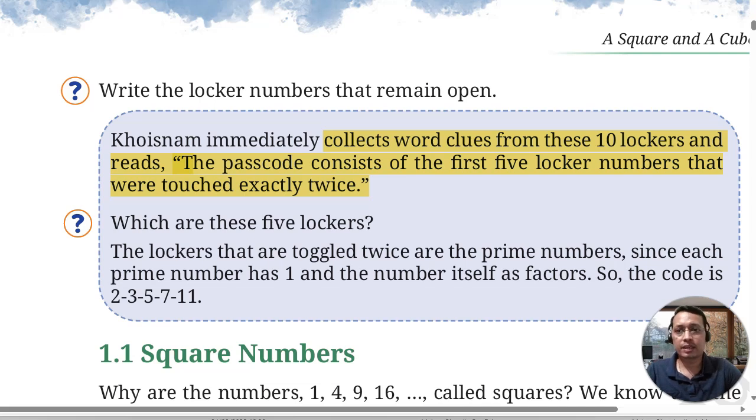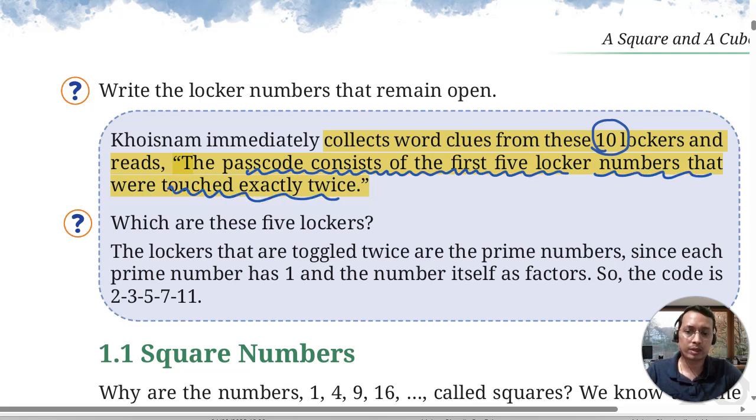So that means he got the code from which lockers will stay open till the end, those initial 10 lockers. From there he got this passcode. The passcode consists of the first 5 locker numbers that are touched exactly twice. So what are those numbers? See here, the numbers are 2, 3, 5, 7, 11. Right? Now you're clear how we deduced all the way to this.